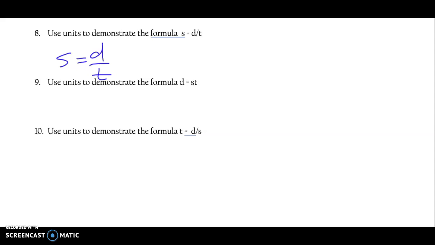This one's actually a fairly obvious one because if you choose a reasonable unit for distance, like maybe a meter, and then you divide it by a time unit like seconds, well, oddly enough, a meter divided by a second is going to give you the unit meter per second.